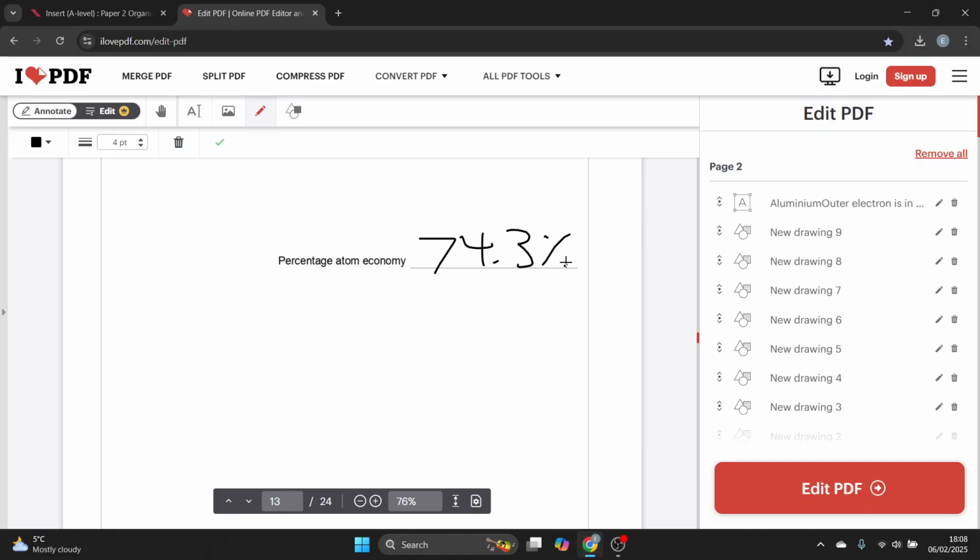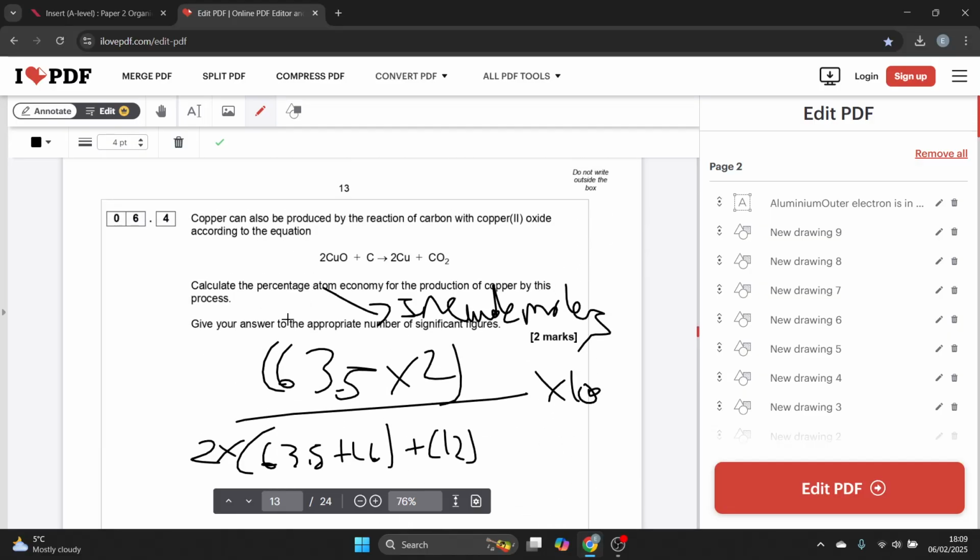Just testing. Do you know the formula? MR of desired product over MR of reactants. And do remember that you have to times by the number of moles as well for the MR. And that's really it.